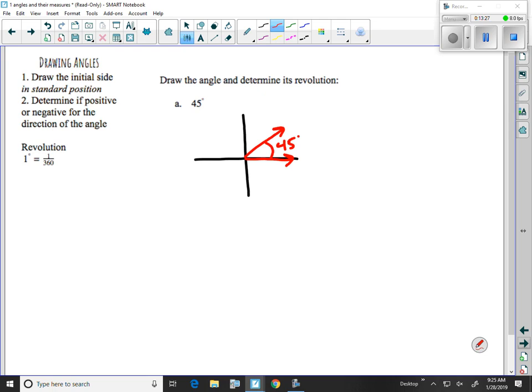There's two things we need to write down. First, we want to write down how many revolutions this is. This one's pretty easy because I already have it on the board. How many revolutions? 1/8 of a revolution. Okay, did we move clockwise or counterclockwise when we drew our angle from the initial side? Counterclockwise. Here's our initial side. Okay, we drew it up here. So that is counterclockwise. Okay, we knew it was counterclockwise from the beginning because it was a positive angle.